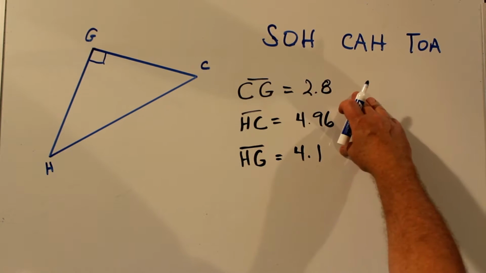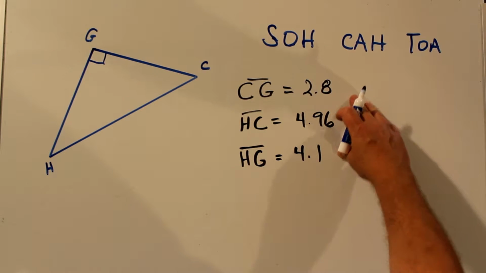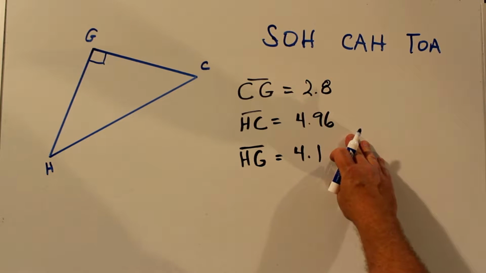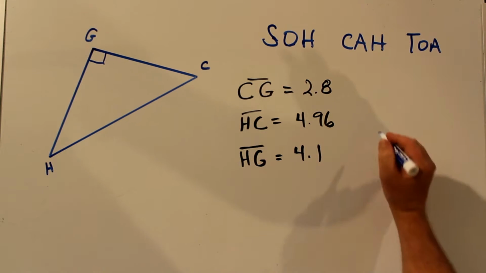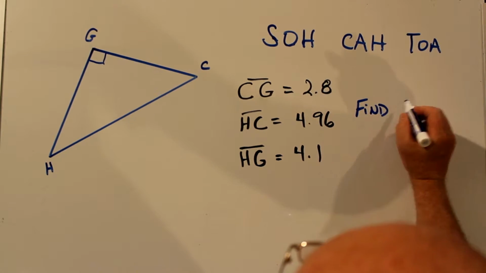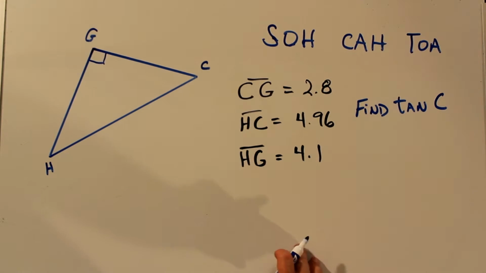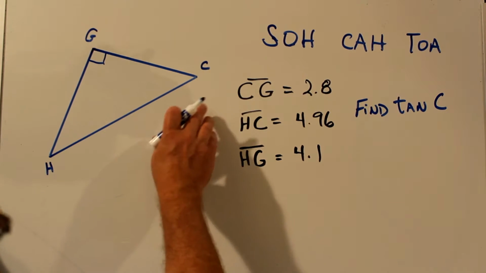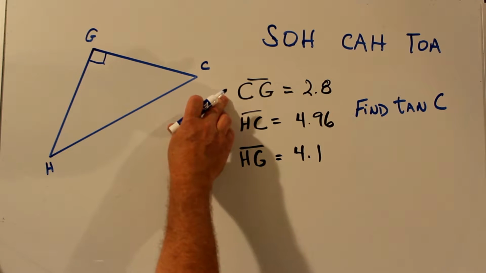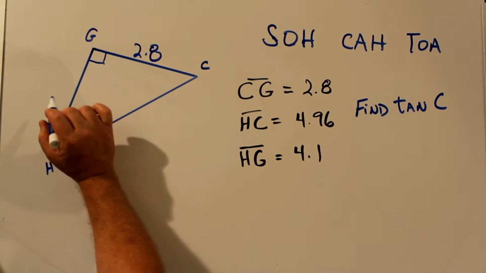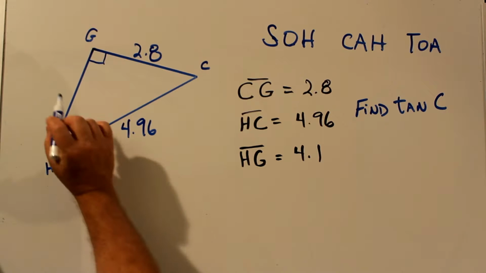In this triangle, we have sides CG equals 2.8, HC equals 4.96, and HG equals 4.1. And the problem is find tangent of angle C. Let's write down the information that we have on the diagram. Side CG is 2.8, HC is 4.96, and HG is 4.1.